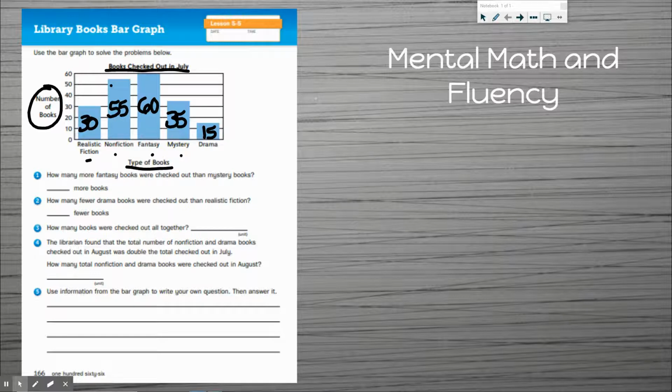Question number 1 says, how many more fantasy books were checked out than mystery? So I'm looking for fantasy and mystery, and my keywords are how many more. Now, this problem doesn't have the numbers, but I use the bar graph to help me. So fantasy has 60, mystery has 35. When I see the words how many more, I'm going to subtract. So I need to subtract 60 minus 35.